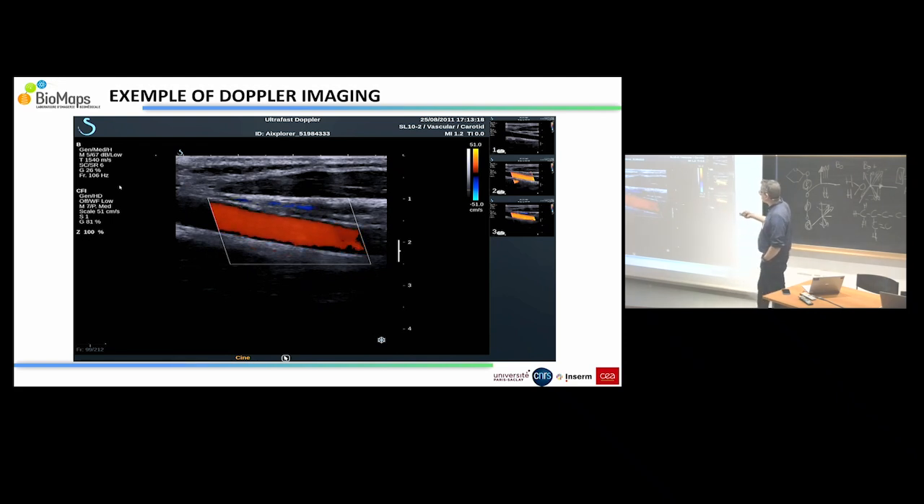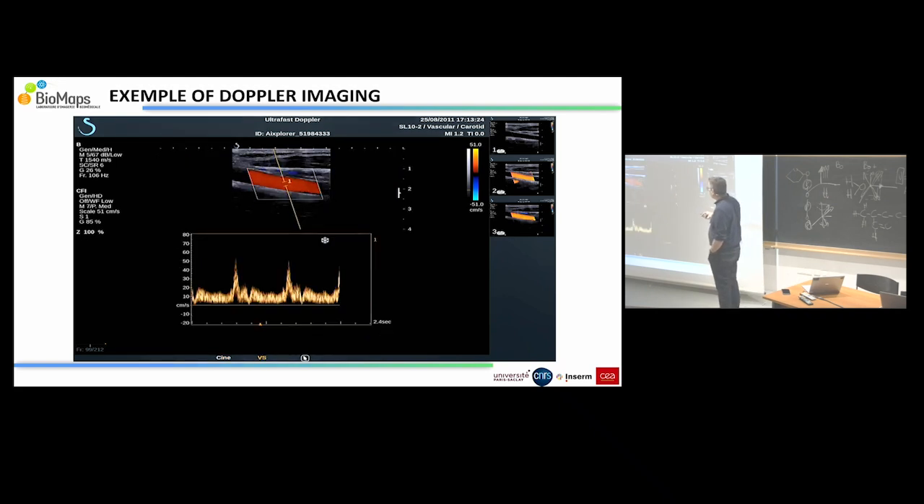After that, you can also have a relationship between the frequency change and the speed you estimate. And so you see here on the color-coded bar, you have between 51 centimeters per second and minus 51 centimeters per second.